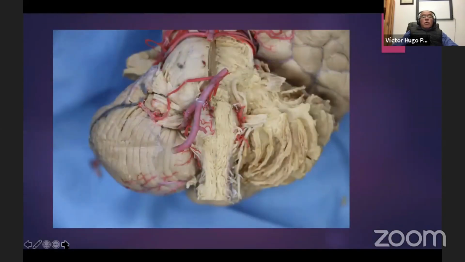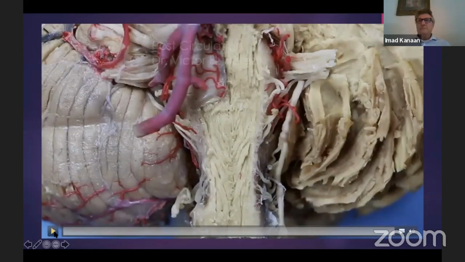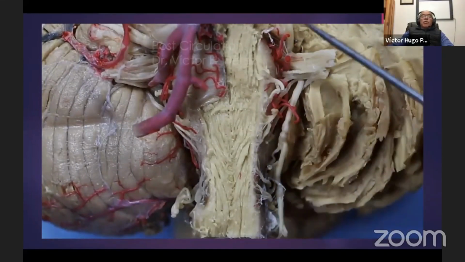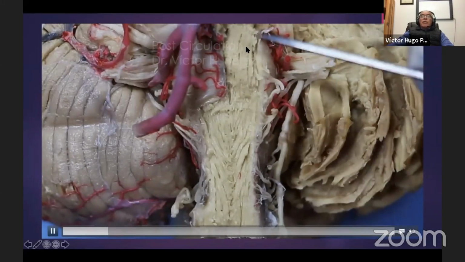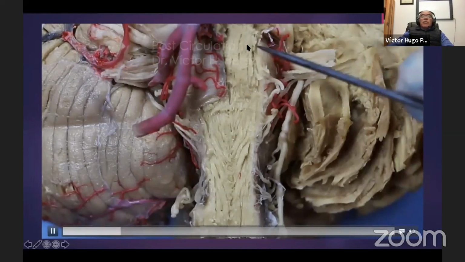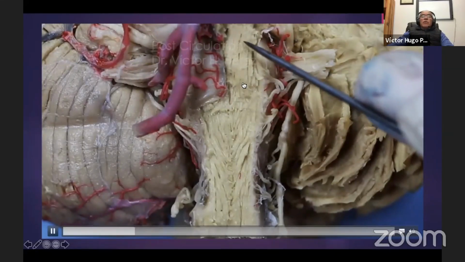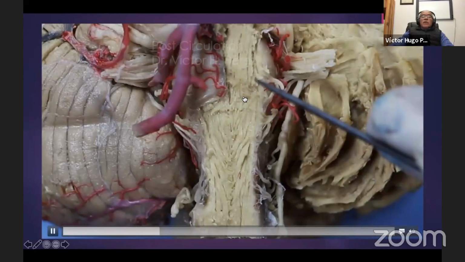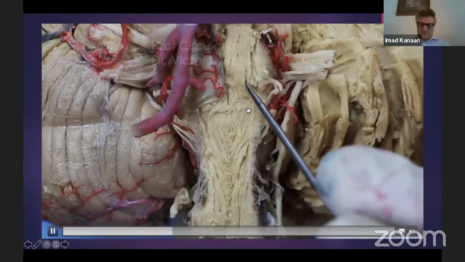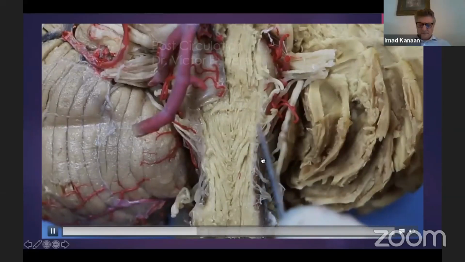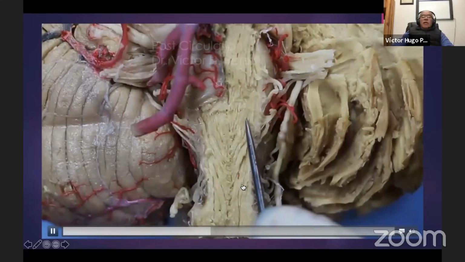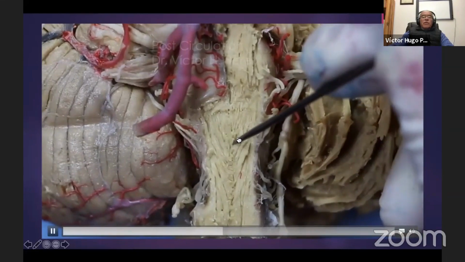I want to show you this beautiful view in which we can see the corticospinal. This is corticospinal. Look, the pyramid is located in here, and this is the decussation.